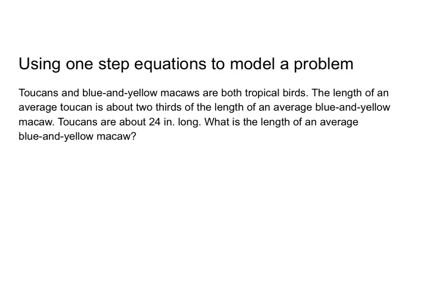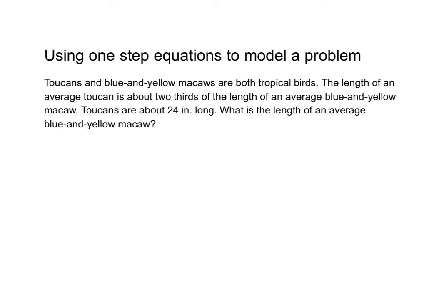All right, using one-step equations to model a problem. Okay, so for this one, the main thing here is that you have to identify a variable. Okay, so let's read the question first. Toucans and blue and yellow macaws are both tropical birds. The length of an average toucan is about 2/3 of the length of an average blue and yellow macaw. Toucans are about 24 inches long. What is the length of an average blue and yellow macaw?